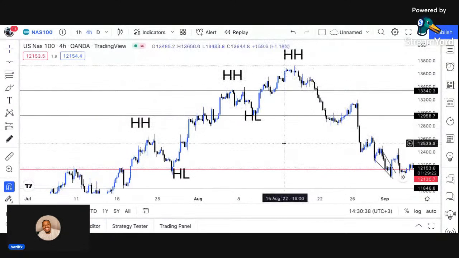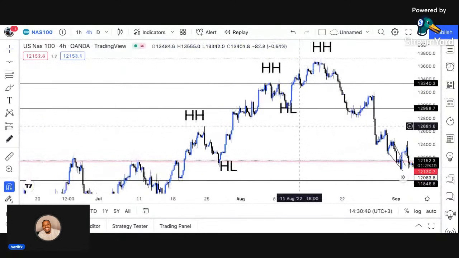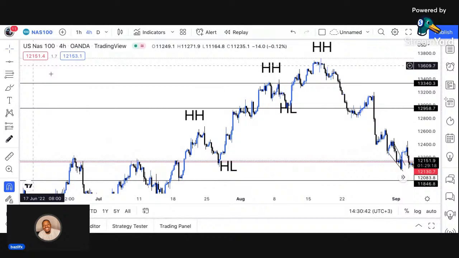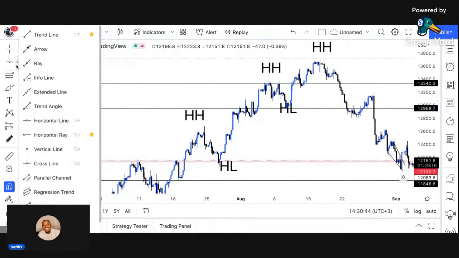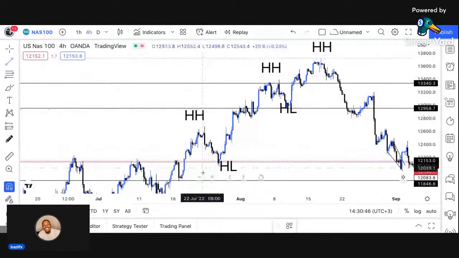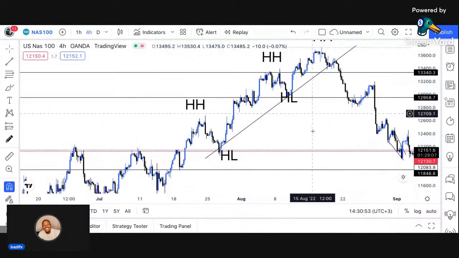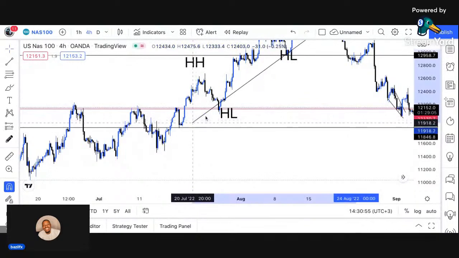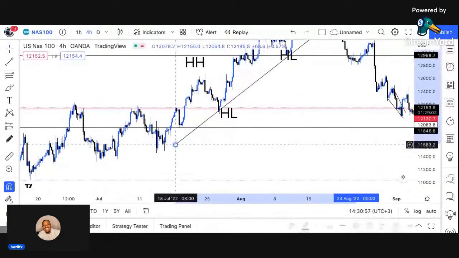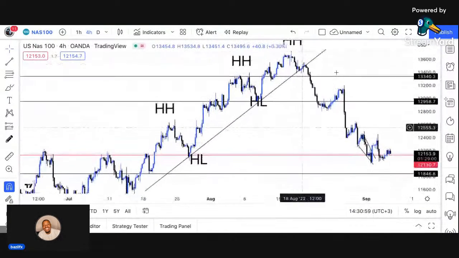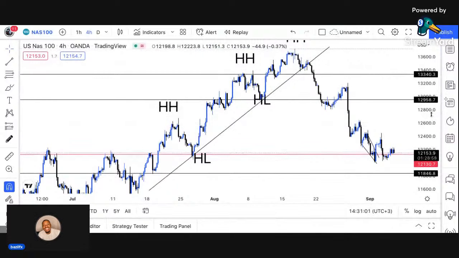So let me show you another way. Another way is by drawing channels. What we do first is draw a trend line. As you can see, this is my trend line, guys.